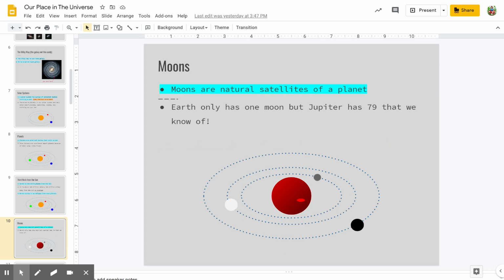All right, our next object we're going to talk about is moons. Moons are natural satellites of a planet. So these objects are orbiting a planet. Just like our moon orbits the Earth, there are other planets that have moons as well. So Earth only has one, but Jupiter has 79 moons that we can see when we're looking at it from here on Earth. Okay? So some planets have a bunch of moons that are orbiting around them. Earth only has one, and some planets don't have any moons. So it is possible to not have a moon at all.